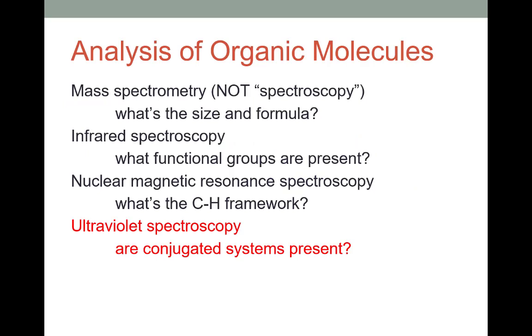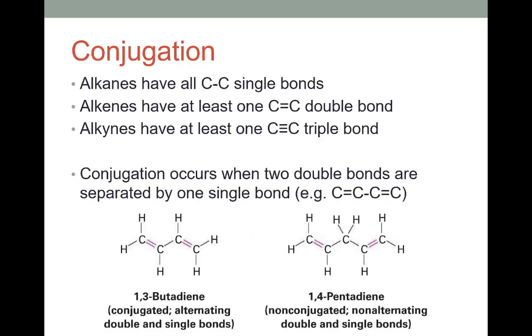So as we have discussed organic molecular structure analysis, we've talked about mass spec, we've talked about infrared spec to tell us what functional groups are present, nuclear magnetic resonance or NMR spectroscopy to tell us what the CH framework is and to help us assemble the molecule. Ultraviolet spectroscopy really only tells us if conjugated systems are present, so a little bit more limited. However, first we need to talk about what is a conjugated system.